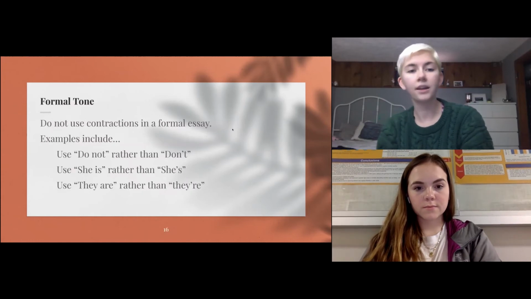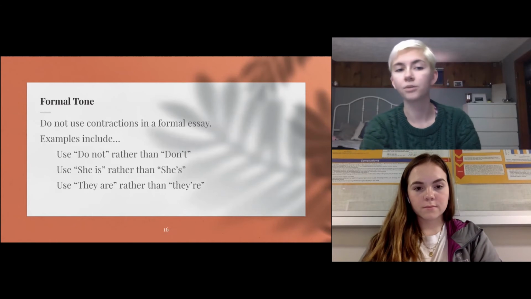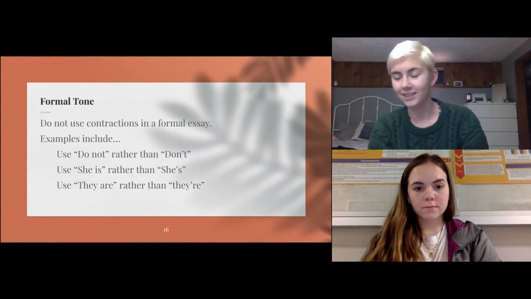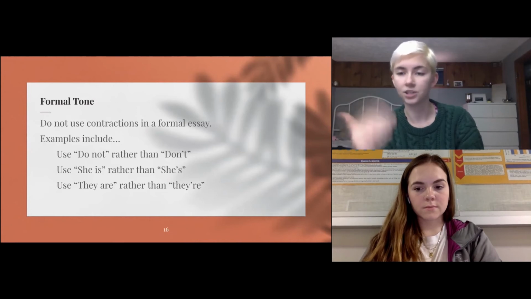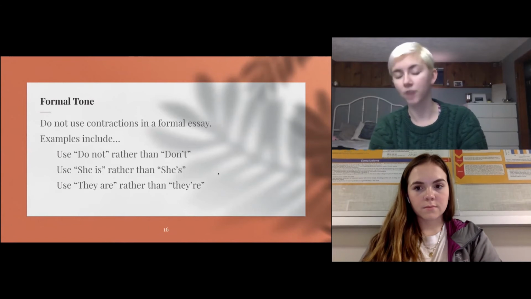Another thing to watch out for is formal tone. Do not use contractions in a formal essay. Examples include don't, where you would use do not, or she is rather than she's, they are rather than they're. Another easy thing to skim your paper for, to make sure that you haven't used any contractions.